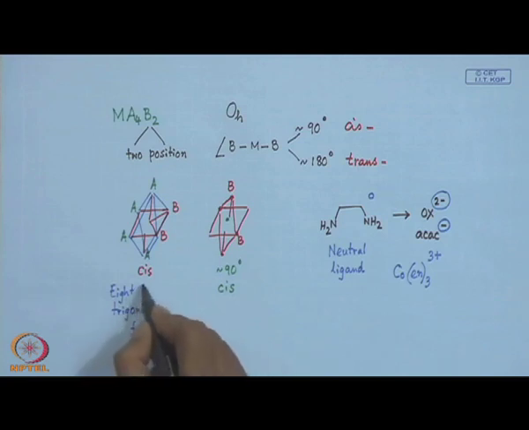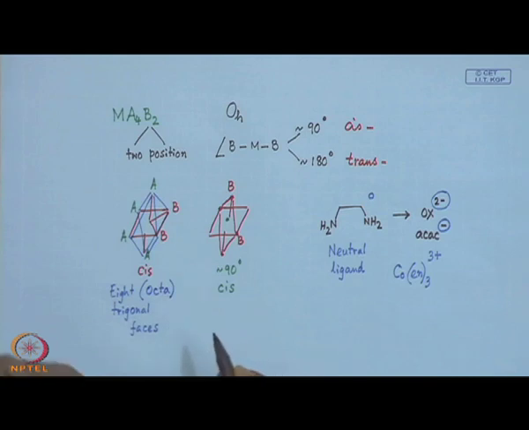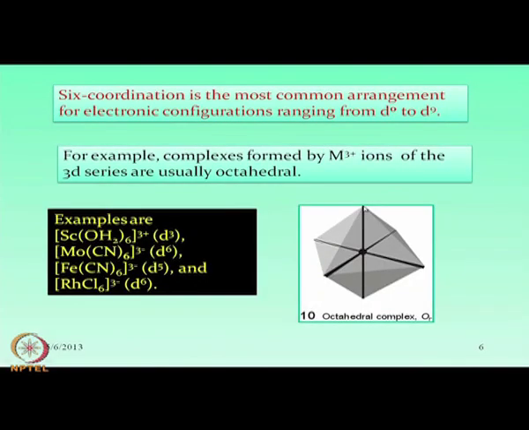So, these 8 trigonal faces give rise to the name octa. That is why we have octahedral, that means 8 faces. This is the typical structure of this octahedral complex. This is one particular trigonal plane, this is the second trigonal plane, this is the third one, and the fourth one is not visible, which is above this square plane.